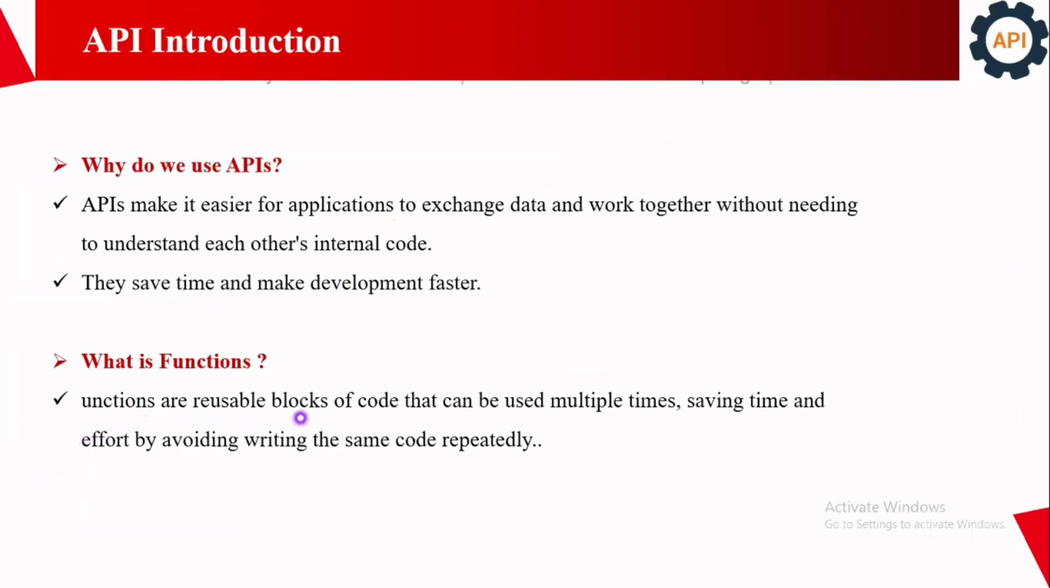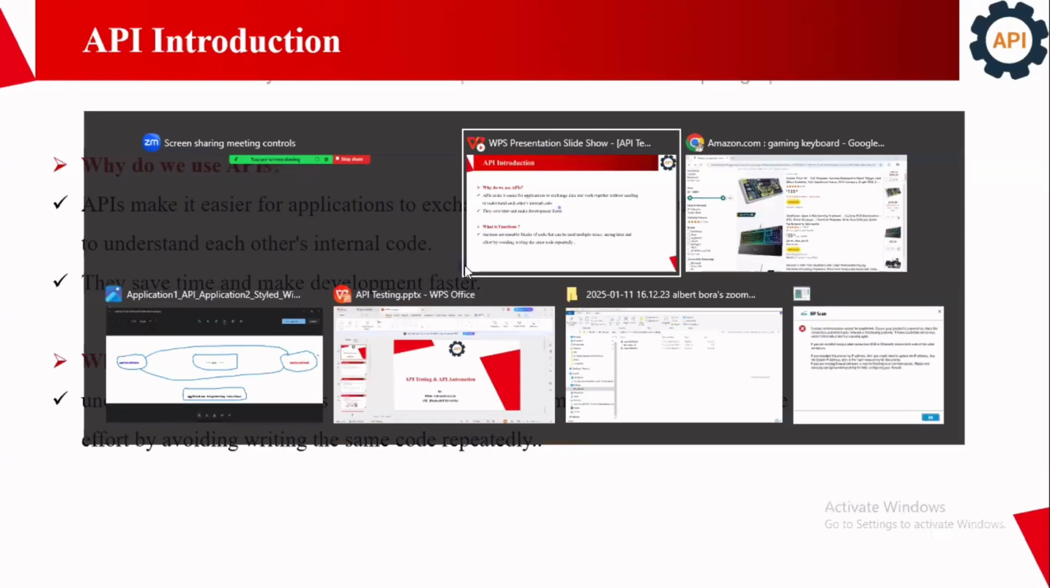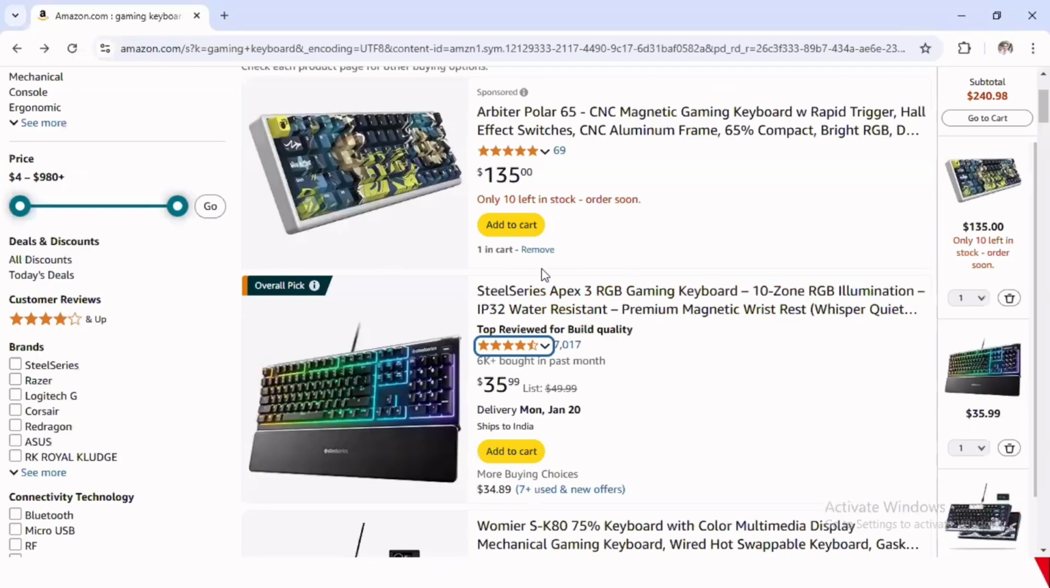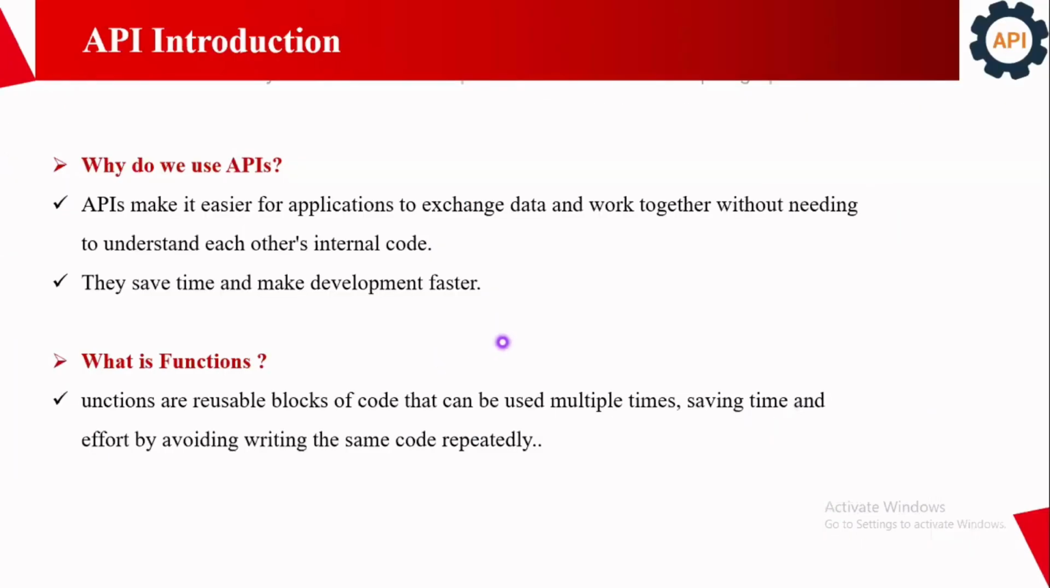So functions are reusable blocks of code that can be used multiple times, saving time and effort, avoiding writing the same code repeatedly, as I explained here. The same way the function works. So we have developed two functions which call the API, and whenever we require on the listing page or the PDP page, we can just call that function. Simple. It will save huge time and make development faster.